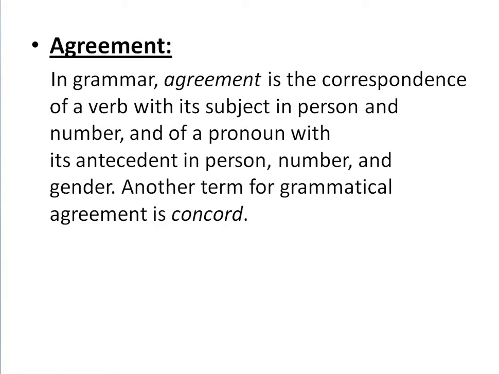Another term for grammatical agreement is concord. Concord is again another term for agreement. Instead of agreement, we say whether the verb and subject are in concord with each other or not. So let's begin with the rules: what are basically the rules of agreement in English grammar?